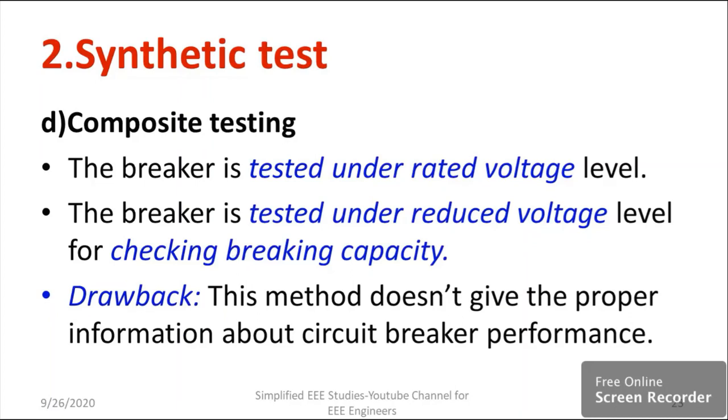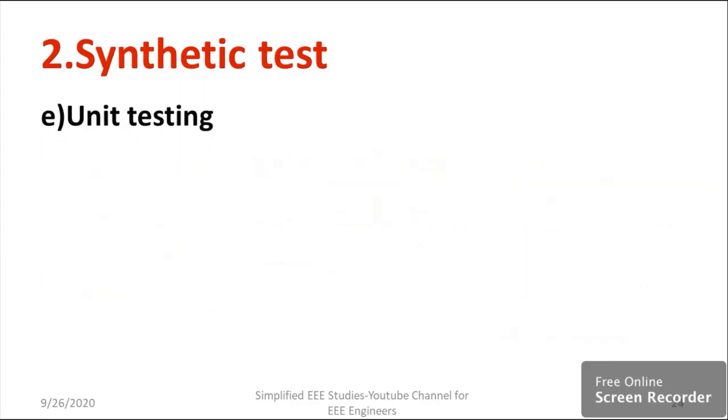What are the main drawbacks? This method doesn't give proper information about circuit breaker performance. Only we can check the breaking capacity. So that's a peculiarity of doing composite testing. Okay, so we can conclude that composite test is mainly used to determine the breaking capacity of the circuit breaker.